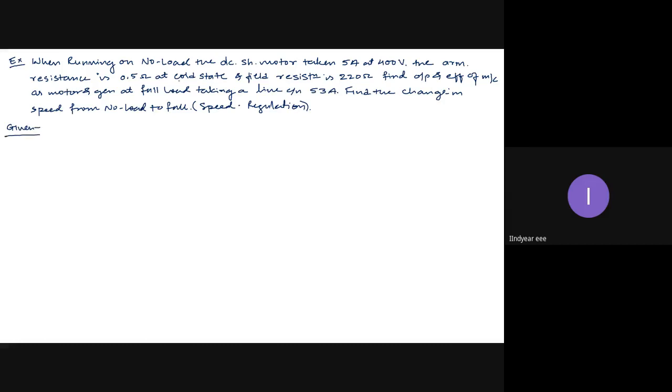So what are the given things? The no load line current I naught is 5 amperes at voltage 400 volts. The armature resistance is 0.5 at cold state. So I have Ra cold equals 0.5 ohms, and field resistance RSH is 220 ohms.